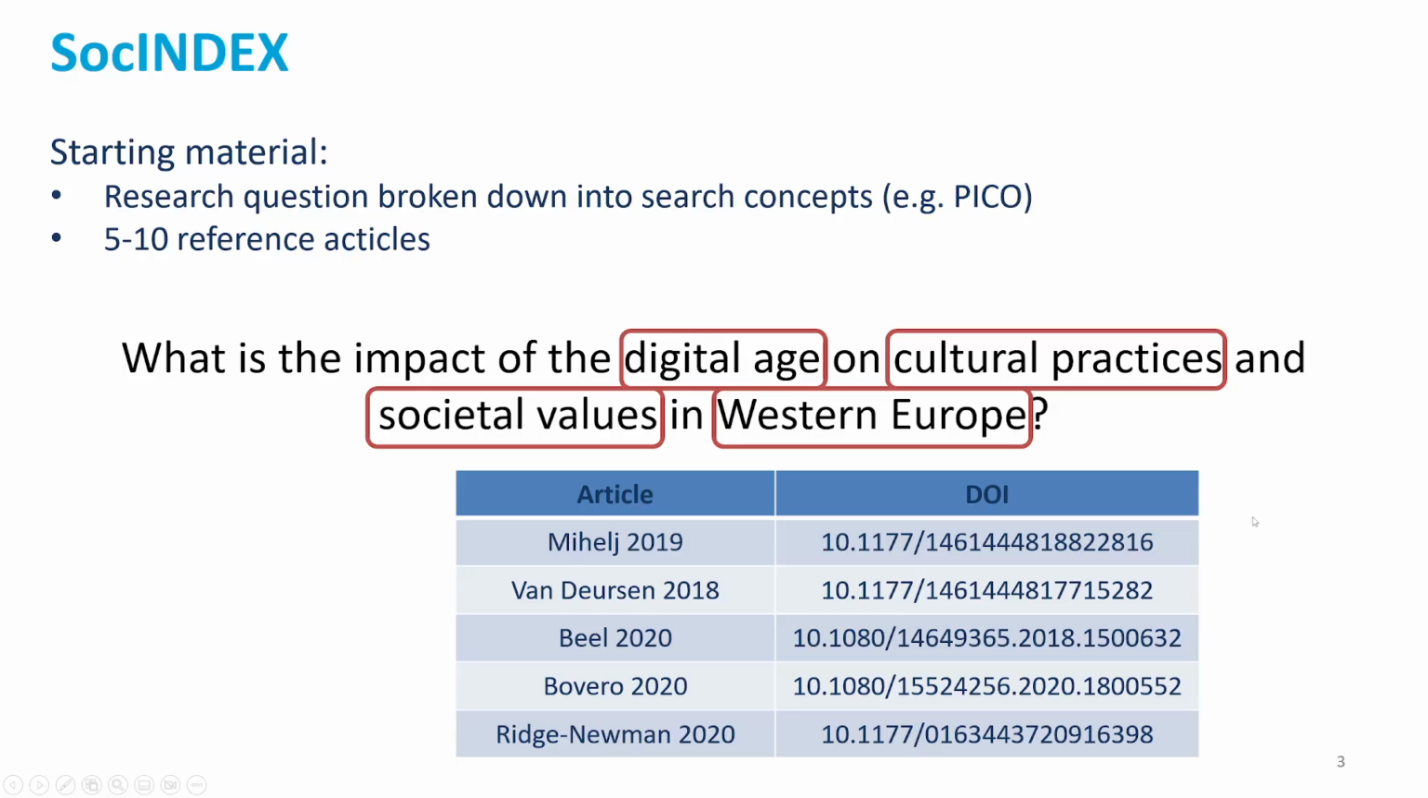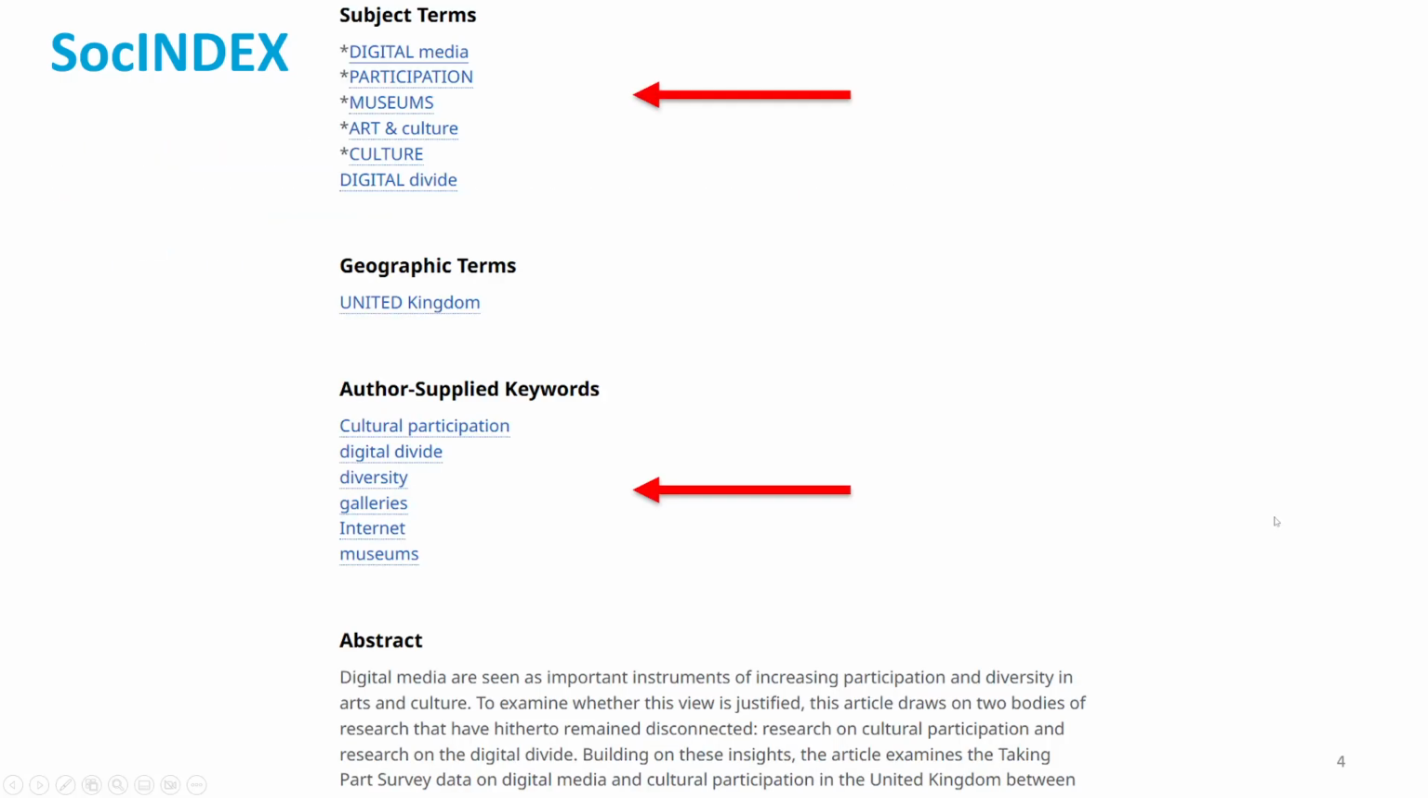So for example, if we look at this first article by Mihelsch from 2019, then on SocINDEX there are 2 very important tabs on each article. The first is the subject terms, which is an overview of all the subject terms that are indexed on this article. So these include in this case digital media, participation, museums, art and culture, culture, and digital divide, as well as the author supplied keywords.